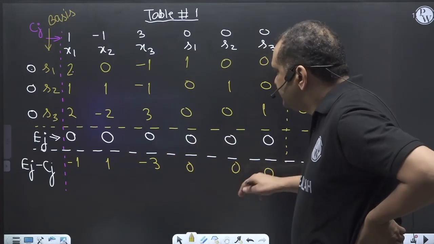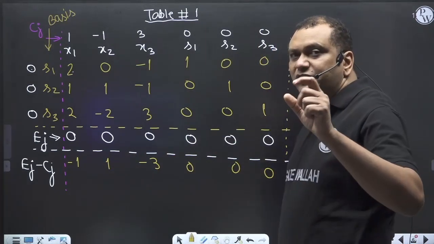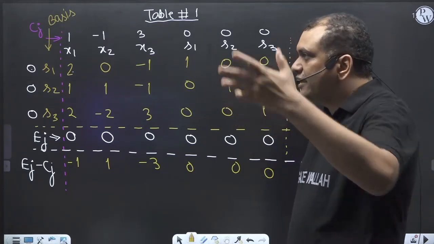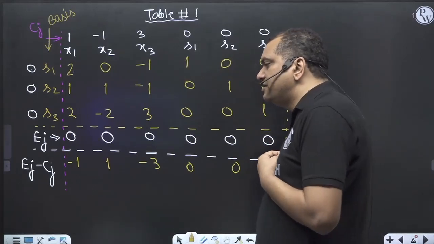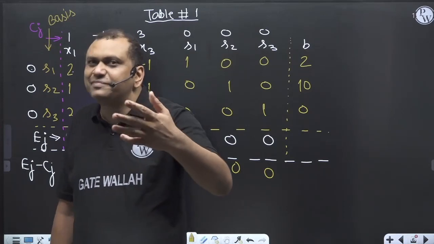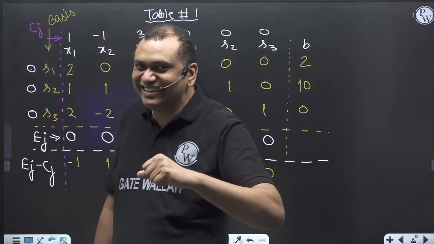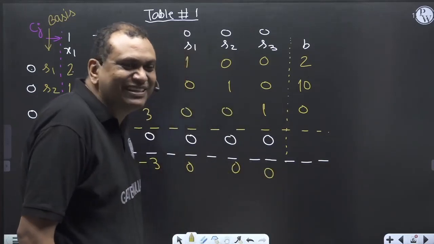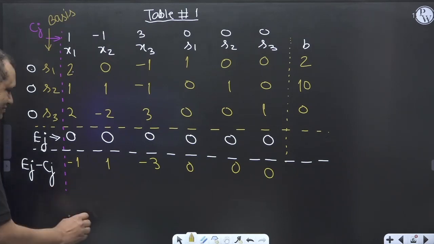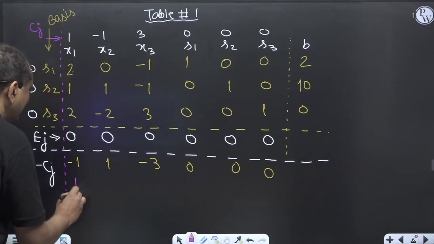What do these values indicate to you? Simplex procedures are meant for profit maximization. And in the differential equation, when d2y by dx square is negative, then it's a maximum function. So it's exactly the same concept. What is the meaning of this minus 1?